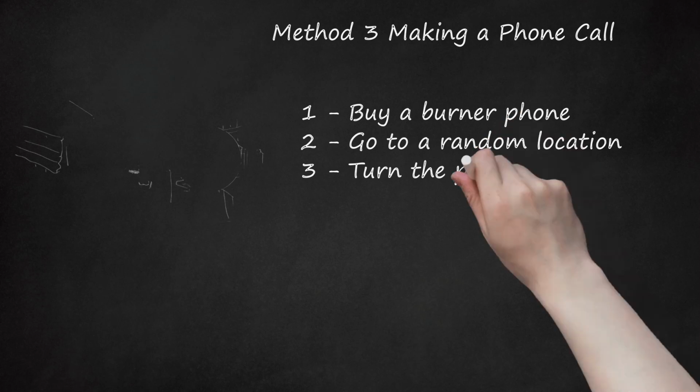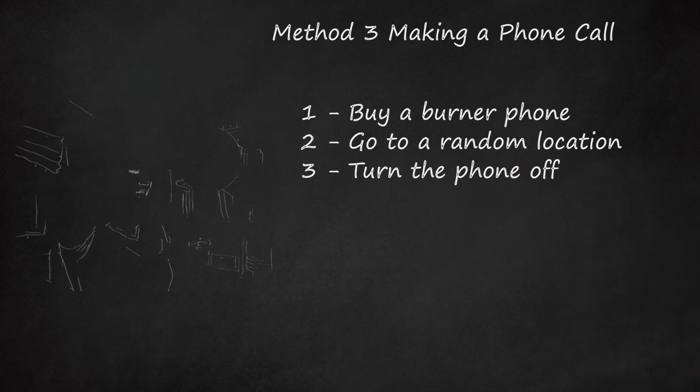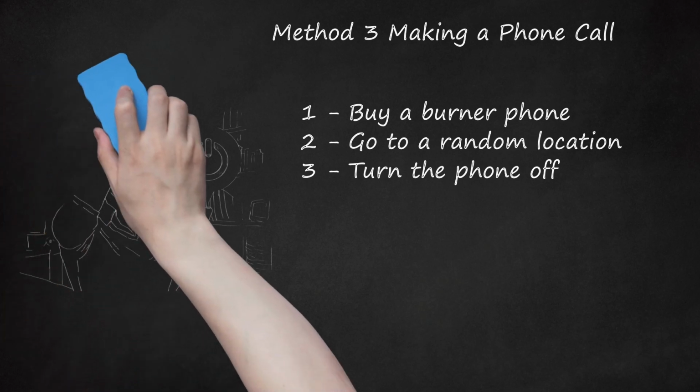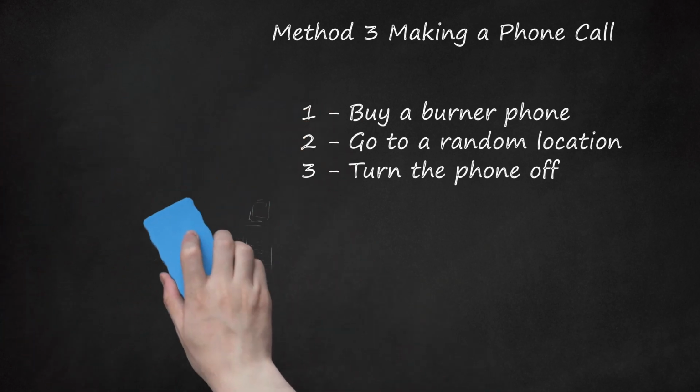3. Turn the phone off. After you've finished your phone call, wipe all information from the phone, power it completely off, and remove the battery. Return home by a different route than the route you took to get to the location. If you have to make more calls in the future, do not go to the same location more than once. Try to keep your locations as random as possible, so a pattern cannot be discerned.